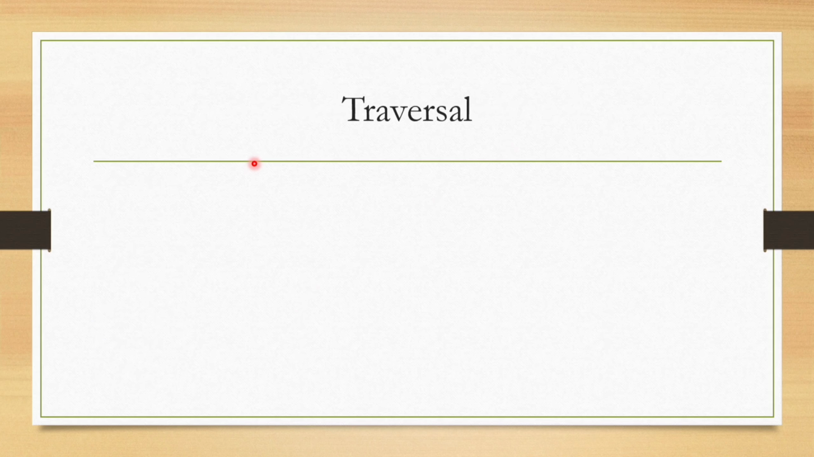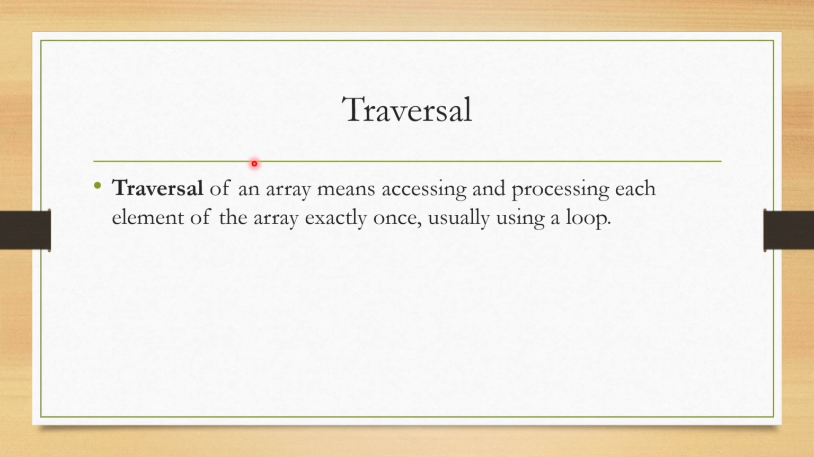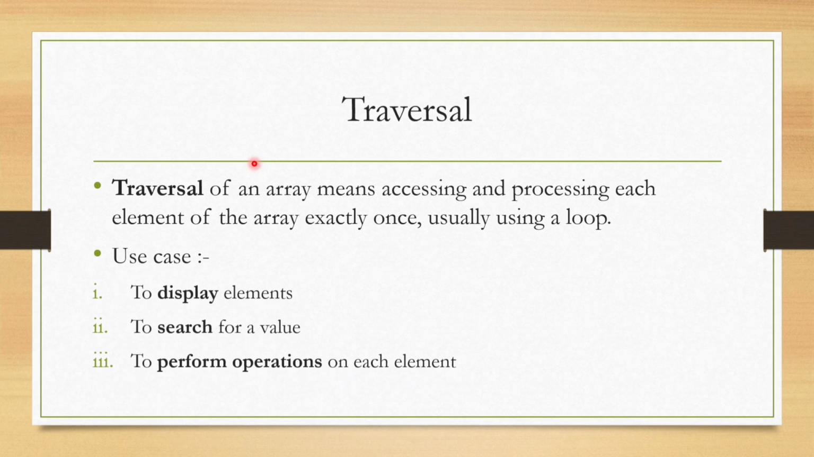First we will start with traversal. Traversal of an array means accessing or processing each element of an array exactly once, usually using loops. Traversal is used in mainly three cases. They are to display elements, to search for a value, or to perform operations on each element like addition, subtraction. Now let us understand these with the help of a simple C program on array.